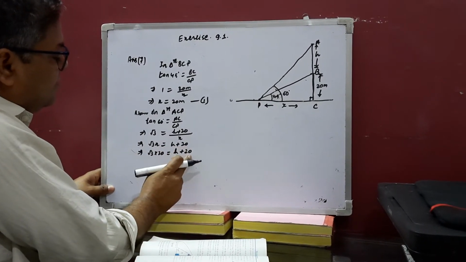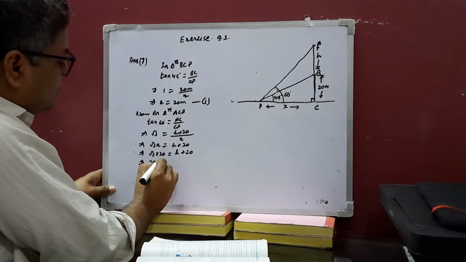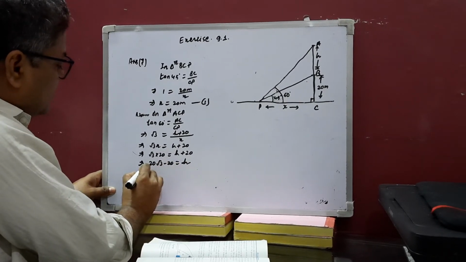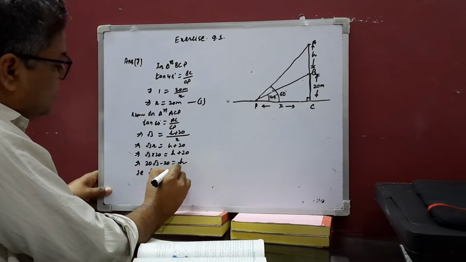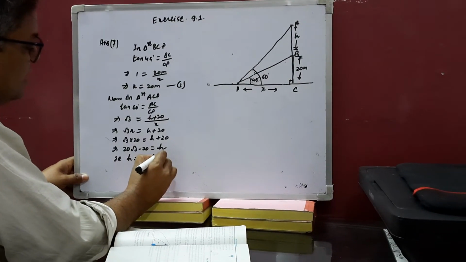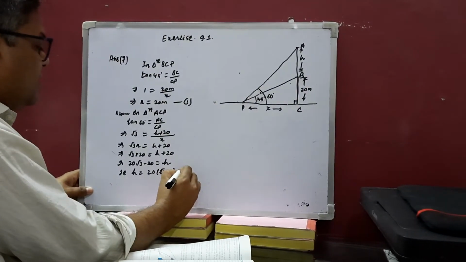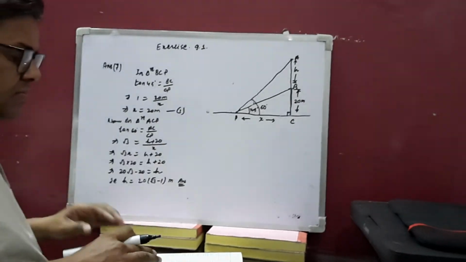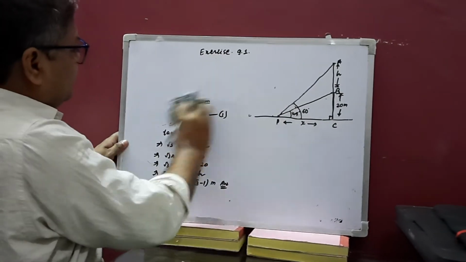Shift 20 from this side, this will be 20 root 3 minus 20 is equal to h. That is, h is equal to 20, take 20 as the common, root 3 minus 1, and this is in meters. This is your final answer. Okay. Now question number 8.